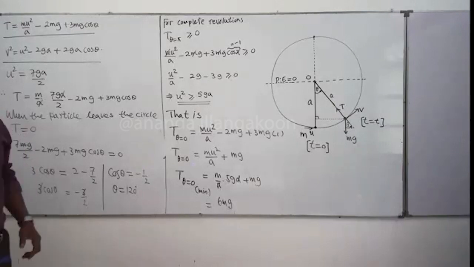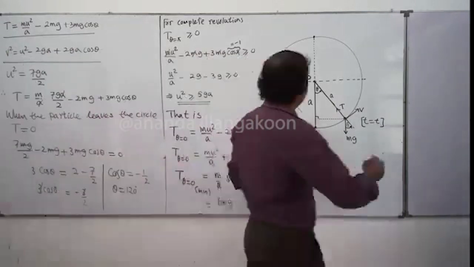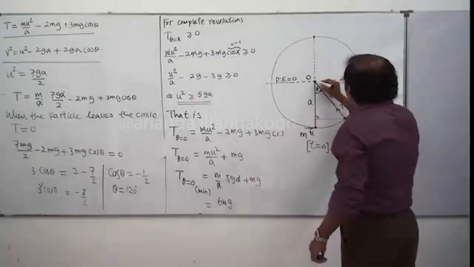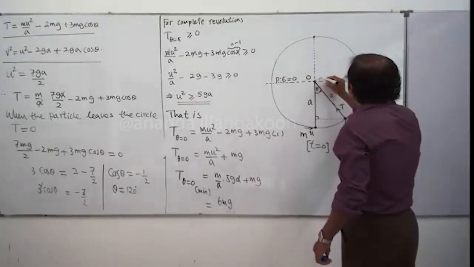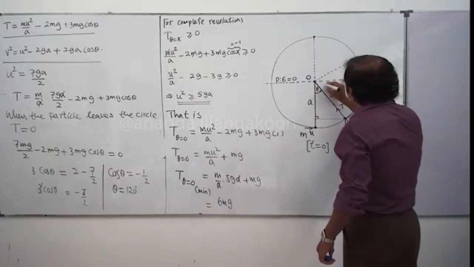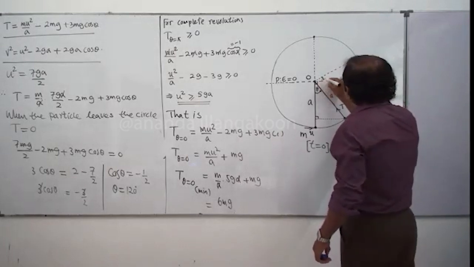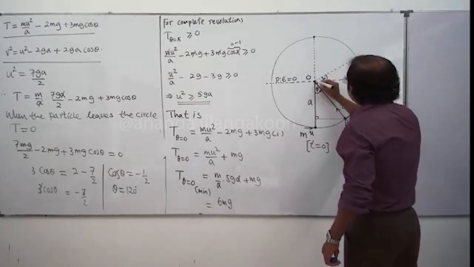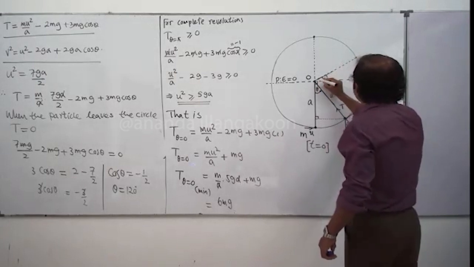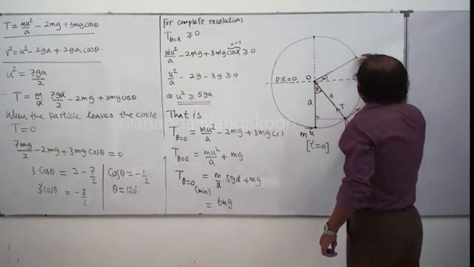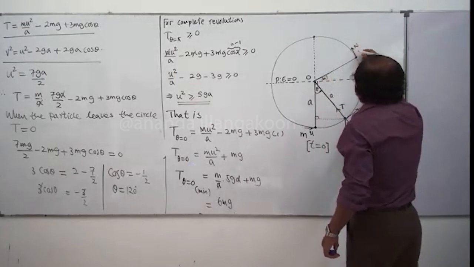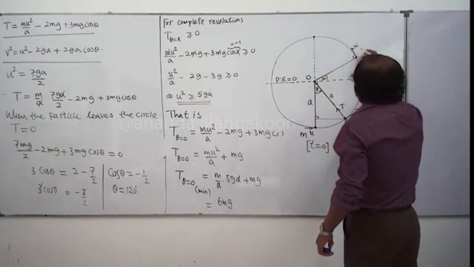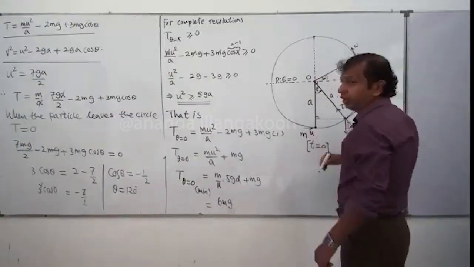Theta 120. That means the particle leaves the surface circle when theta is 120. Theta 120 means up to here 90, no? Here this is 30. Somewhere here, the particle leaves the circle. At that location I can find the velocity. I'll take that velocity as W. Thereafter, the particle will be moving under gravity as a projectile motion.